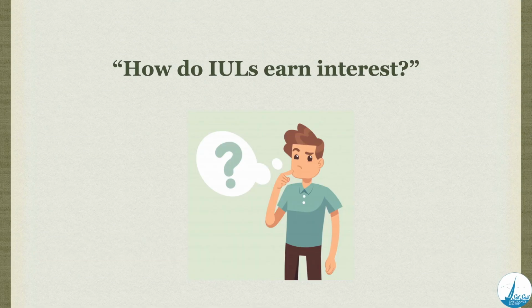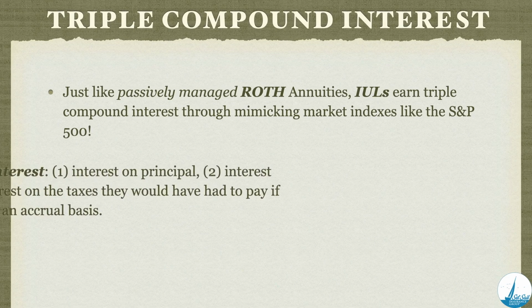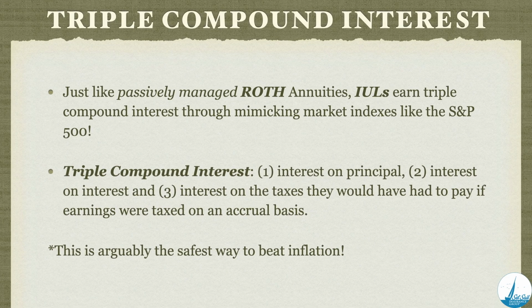Now that we see how IULs perform compared to VULs, let's learn more about how they actually earn interest. Just like passively managed Roth annuities, IULs earn triple compound interest through mimicking market indexes like the S&P 500. Triple compound interest, again, is interest on the principal, interest on the interest, and interest on the taxes they would have had to pay if earnings were taxed on an accrual basis.